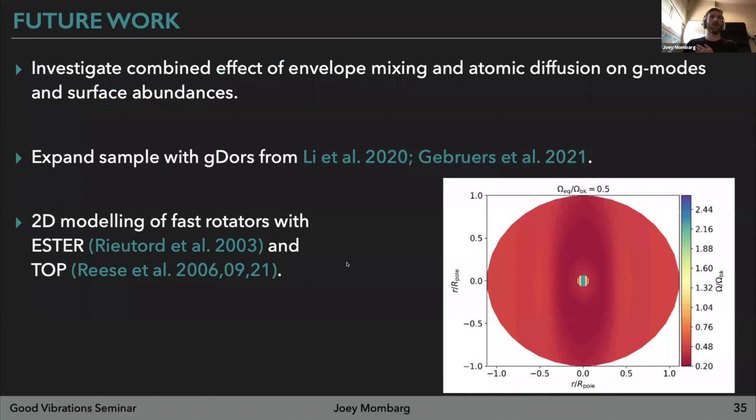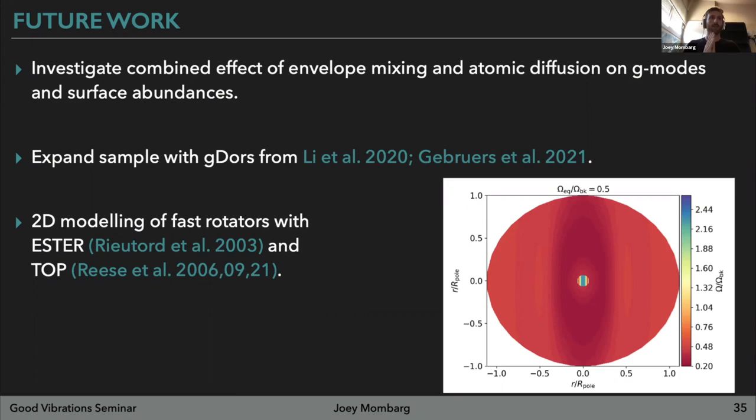All right, so there's still a lot that remains to be done. Right now I'm also working on generalizing the effect of atomic diffusion in combination with other types of mixing and seeing what the effect is on the g modes and on the surface abundances as well. As I mentioned before, we now have a larger sample of gamma dwarf stars for which we also have high resolution spectroscopy, effectively doubling the sample size.